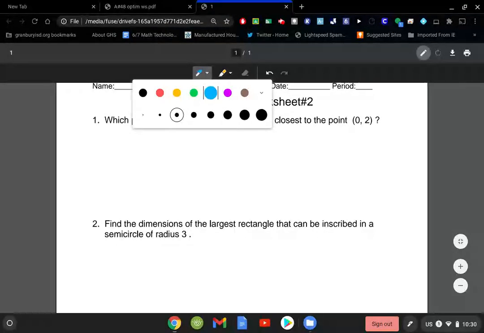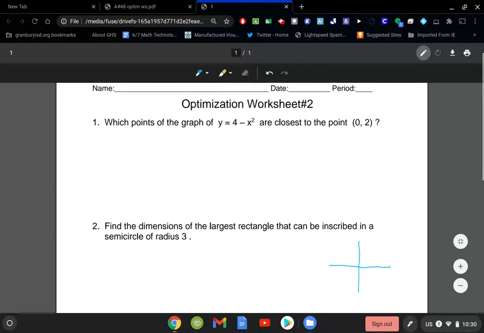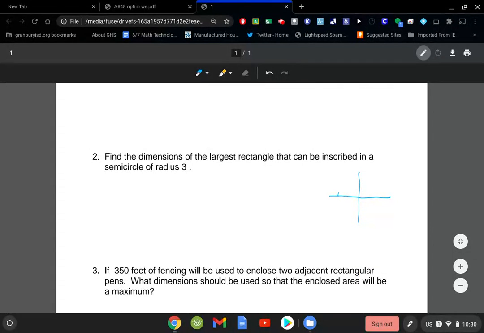Okay, so I'm trying to think whether I actually want to do this or not. So here's the deal. I will not do 48.5 yet, because I want you to do number 2 because it's the same idea. I'll even draw you the picture if that'll help. So a semicircle of radius 3. Oh, and I can see why you probably have problems with that.